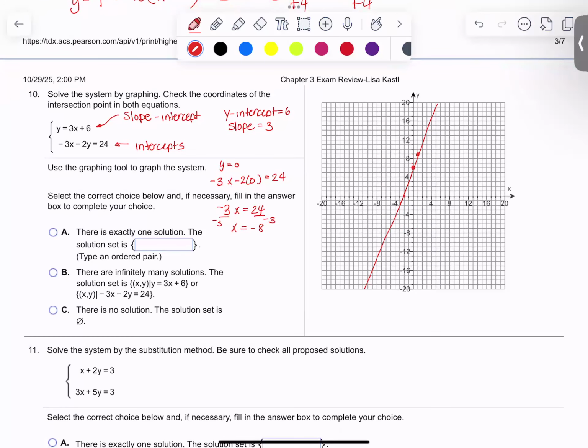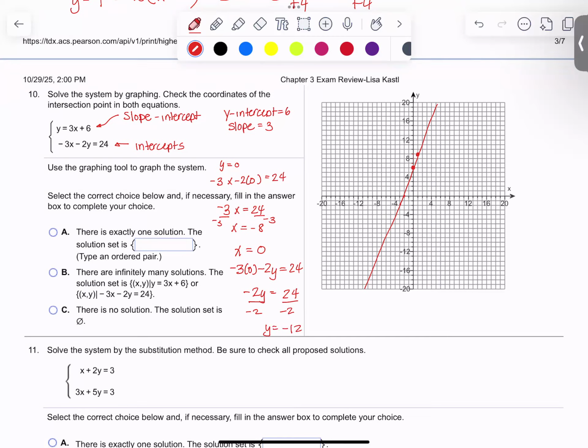To find the y-intercept, we're going to let x be 0. So we have negative 3 times 0 minus 2 times y is 24. So we get negative 2y is 24. Divide both sides by negative 2. And we get y is negative 12.